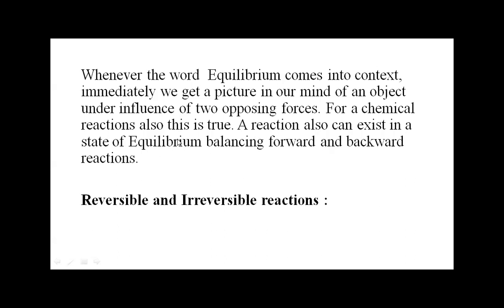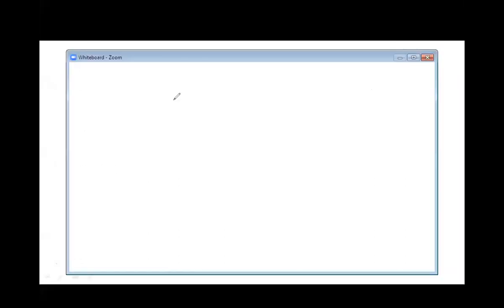So first let us try to understand certain concepts, then we will move to what is a forward reaction, what is a backward reaction, and then we will try to put this concept of equilibrium into our chemical reactions. So before going to that, we need to first understand what are reversible and irreversible reactions. When we were discussing thermodynamics, we have already discussed reversible and irreversible reactions.